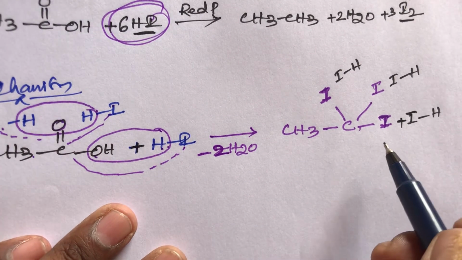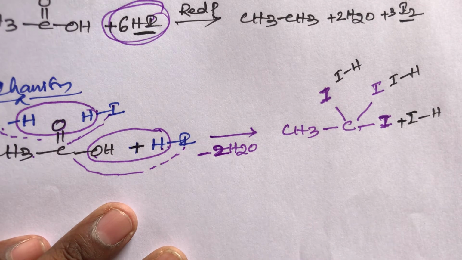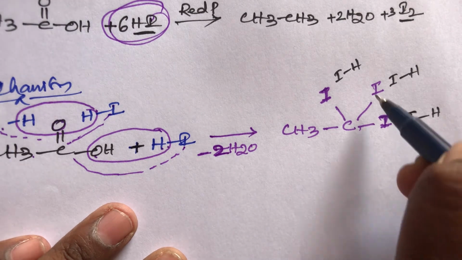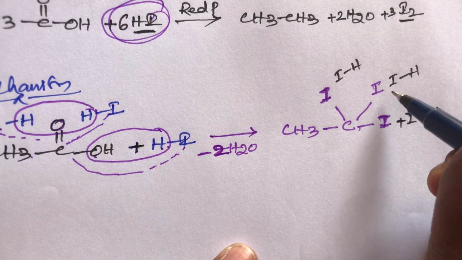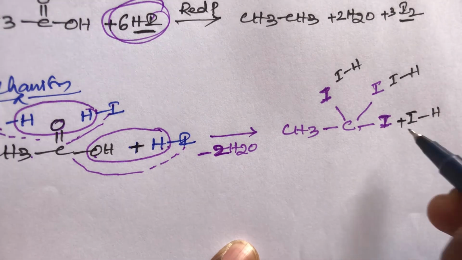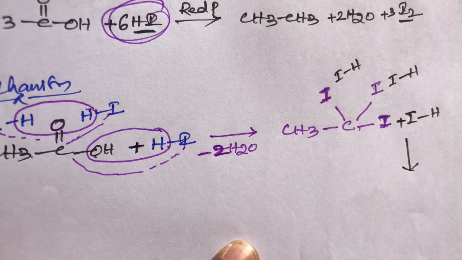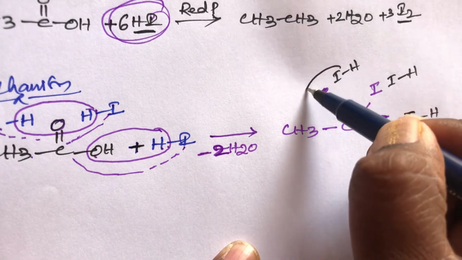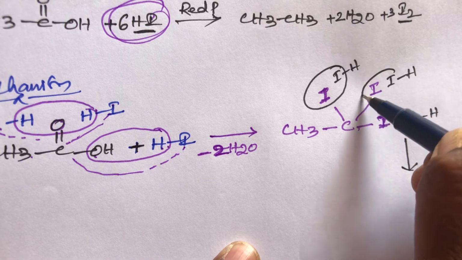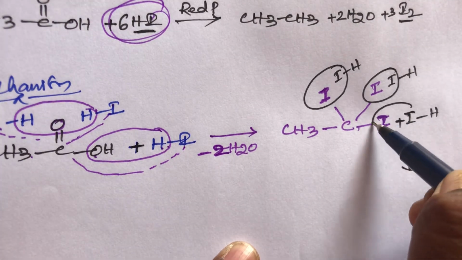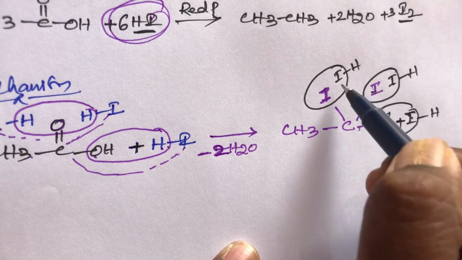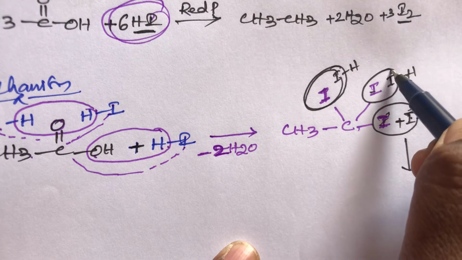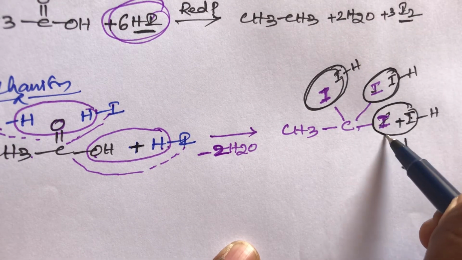Now the second step. Again the remaining 3 moles of hydrogen iodide are present. These 3 moles of hydrogen iodide again react with this intermediate compound. After that, in the next step, these iodines are eliminated, that is dehalogenation. Here 3 moles of iodine are eliminated: 2 iodines from here, 2 iodines from here, these 2 iodines are eliminated, here also 2 iodines are eliminated.